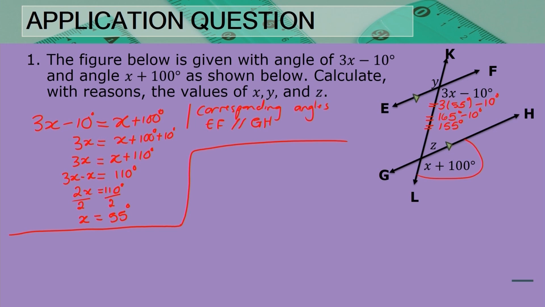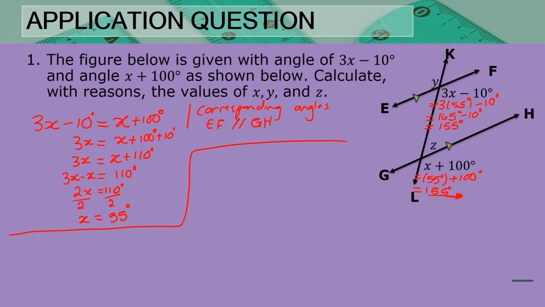155 degrees. And you will see that the same is true for this other expression. Remember, because they are corresponding, it means they are equal. So when we substitute 55 in the place of x here and we add 100 degrees, that gives us 155 degrees. That means that is the value of that angle there. So now that we know that this angle is 155 degrees, what does that mean for our y?